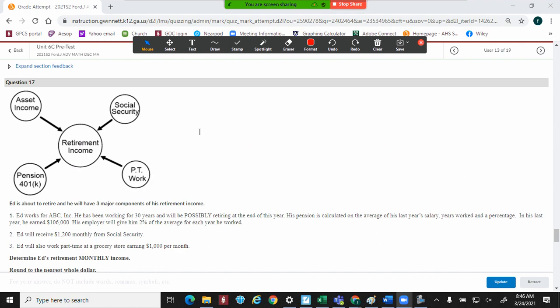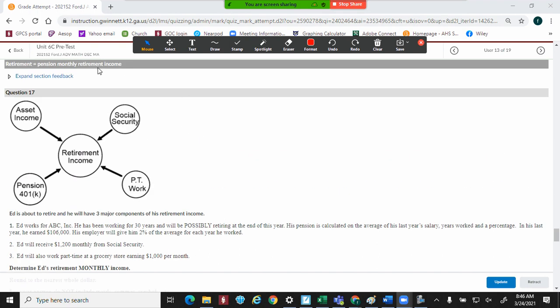All right. For this question, we're still talking about retirement. Ed is about to retire and he will have three major components of his retirement income. He works for ABC Incorporated. He has been working for 30 years and will possibly be retiring at the end of the year. His pension is calculated on the average of his last year's salary, years worked, and a percentage. In his last year, he earned $106,000. His employer will give him 2%.